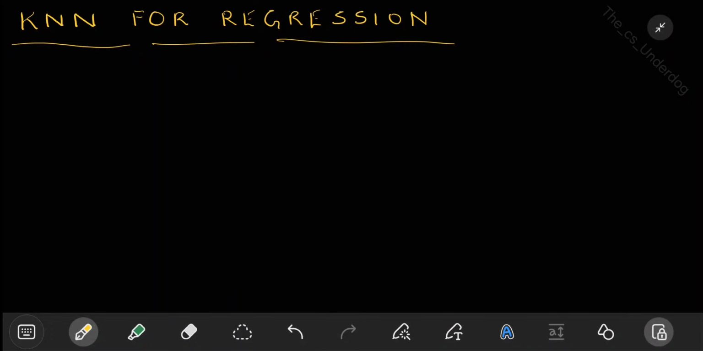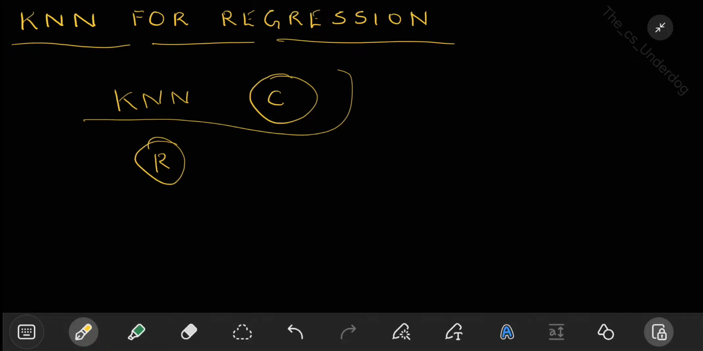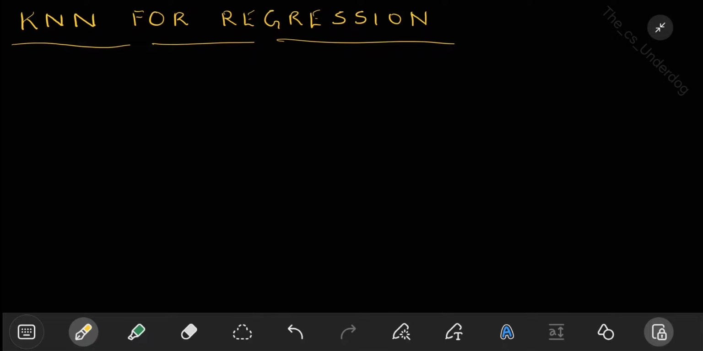KNN for regression. In the previous lecture, we had seen how to use KNN for classification. We had seen about the KNN classifier. In this lecture, we are going to see how to use KNN for regression. Mainly, KNN is used for classification, but this is a special case in which you can use the same technique in order to solve a regression problem. Let us see how to.